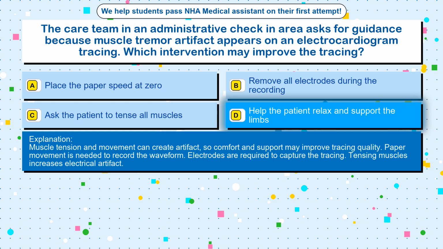Muscle tension and movement can create artifact, so comfort and support may improve tracing quality. Paper movement is needed to record the waveform. Electrodes are required to capture the tracing. Tensing muscles increases electrical artifact.